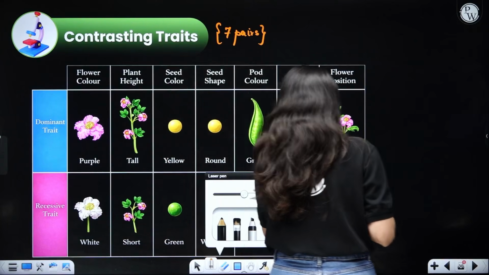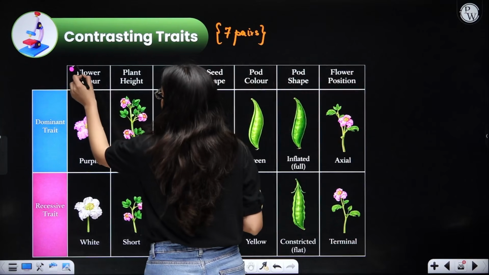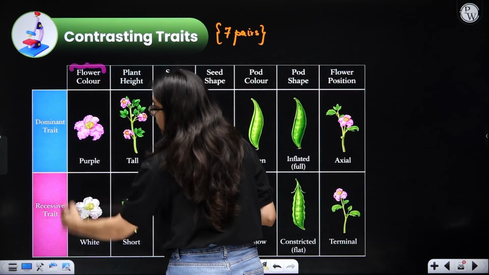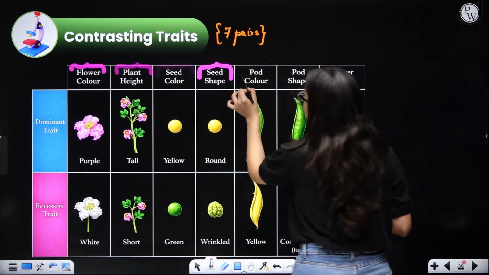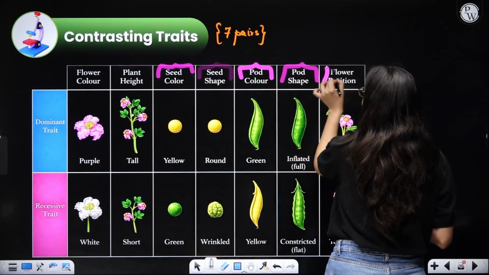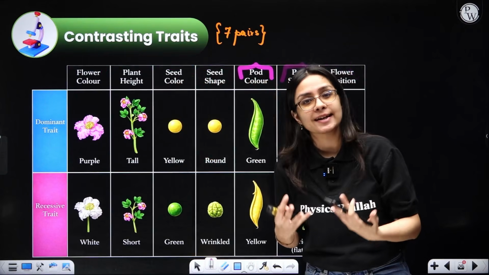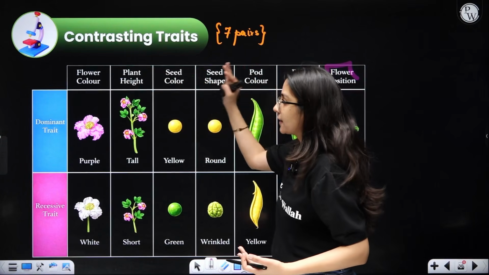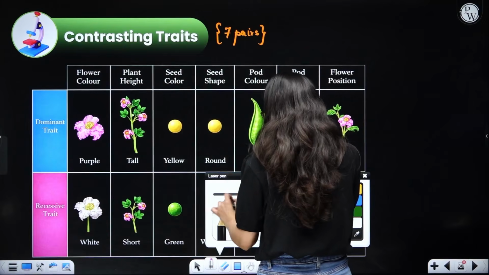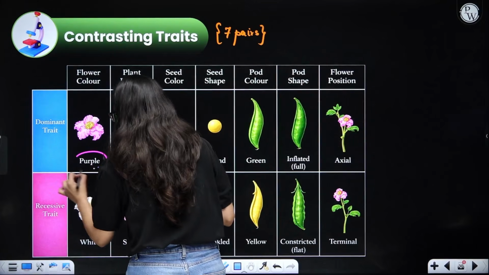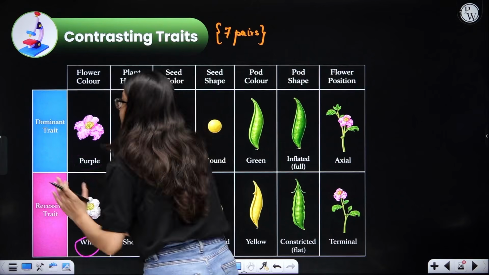Let us see the 7 pairs with the help of a picture representation. There is a first pair, which has different traits. Second pair, third pair, fourth pair, fifth pair, sixth pair and seventh pair. So overall there are 7 pairs of contrasting traits that he studied. There were 7 characters and each character had 2 different traits. For example, flower color could be purple or white. If it is purple, it is dominant. If it is white, it is recessive.